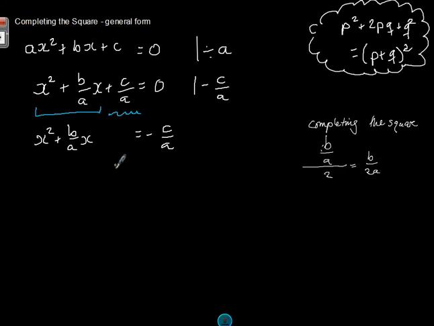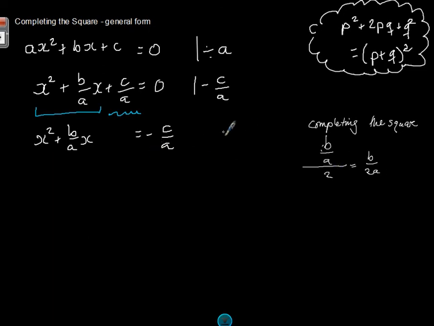Now comes the most important step, called completing the square. x takes the place of p. Here we have 2pq. So b over a must be the 2q part. You'll understand that a little bit later. So b over a, let's take that here and divide by 2. Simplified, that gives b over 2a. Stop the video here to think about why this is.